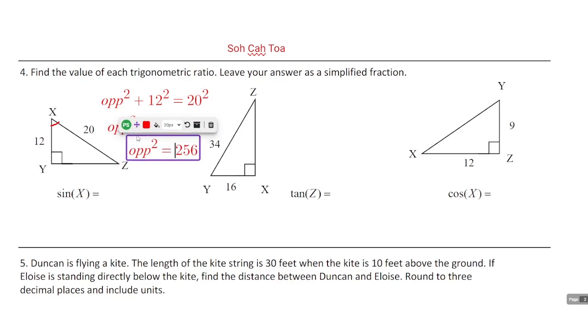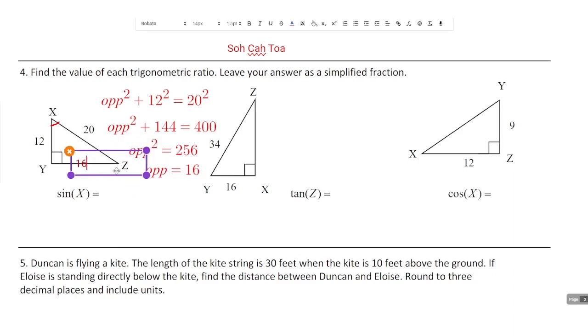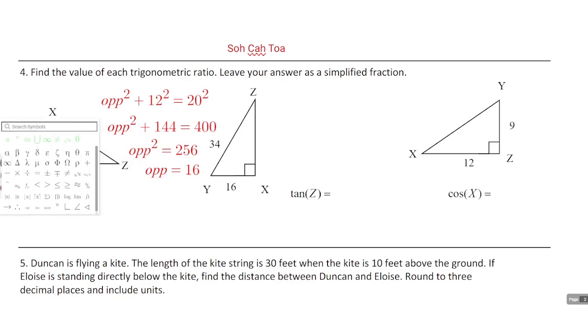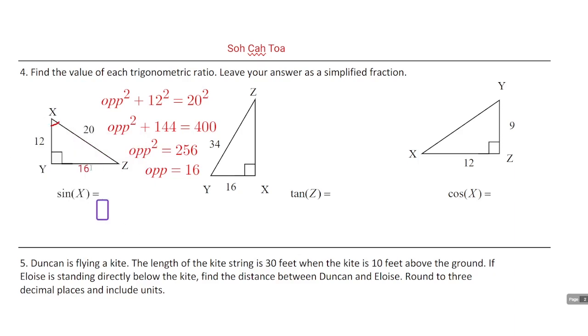And then I need to take the square root. The square root of 256 is going to be 16. So this will be a Pythagorean triple. Okay, now we know what this opposite side is. I'll go ahead and label it. And so now we can find our trigonometric ratio, which is just going to be a fraction. So sine x equals opposite over hypotenuse. It's going to be 16 over 20. If we divide both of those by 4, we're going to get 4 over 5, which will be the value of sine of x here. And that's your answer.